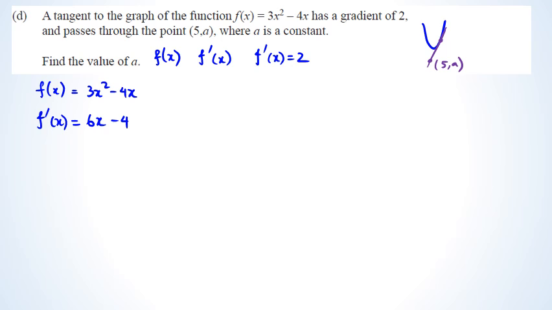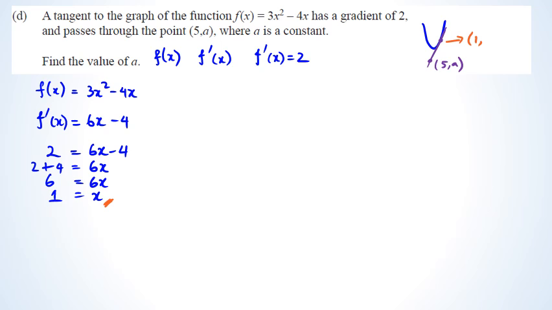Now I need to figure out at what point this gradient is 2. So I put 2 equals 6x minus 4, which means 6x is equal to 2 plus 4, so 6 is equal to 6x. Then I can say x is equal to 1. So this x equal to 1 is basically this point right here. I'm going to put a little orange marker there.